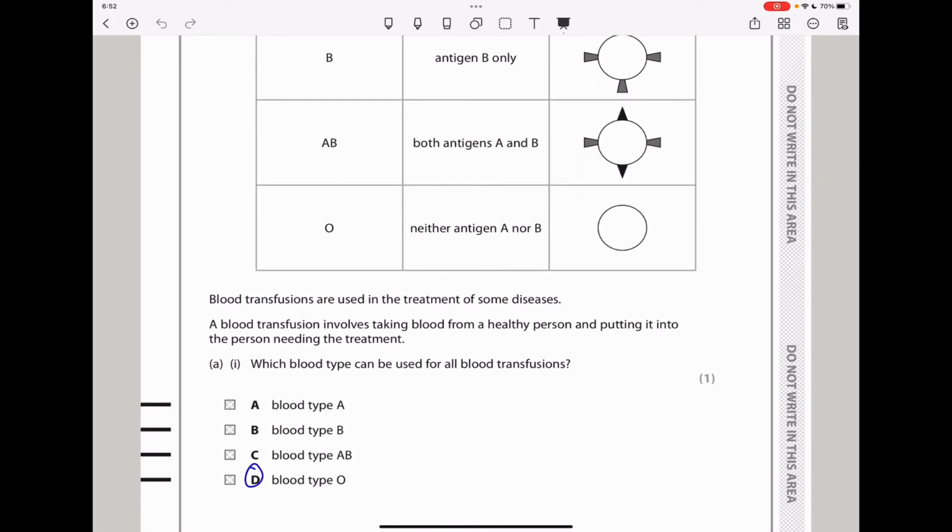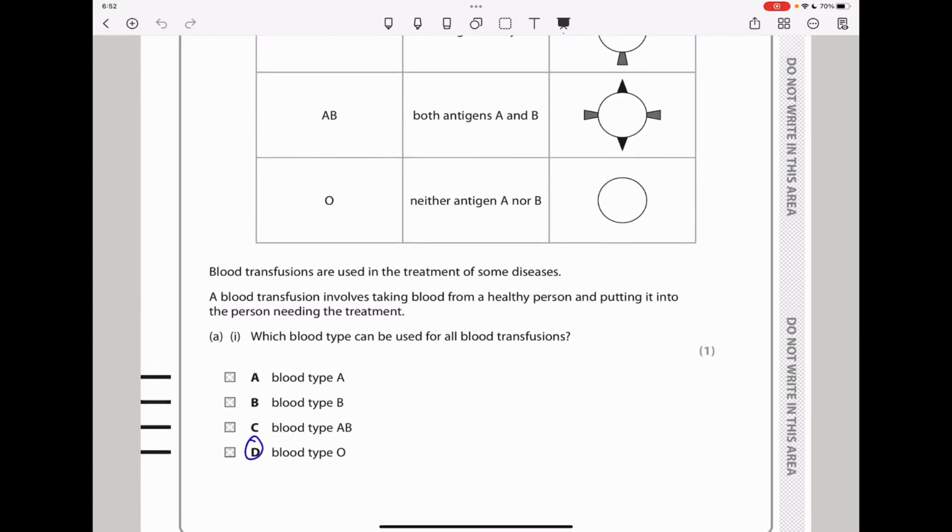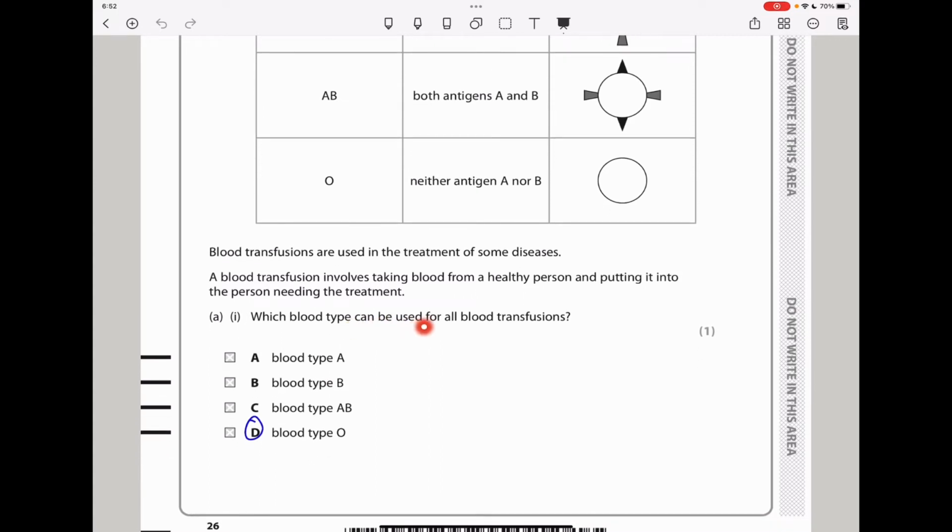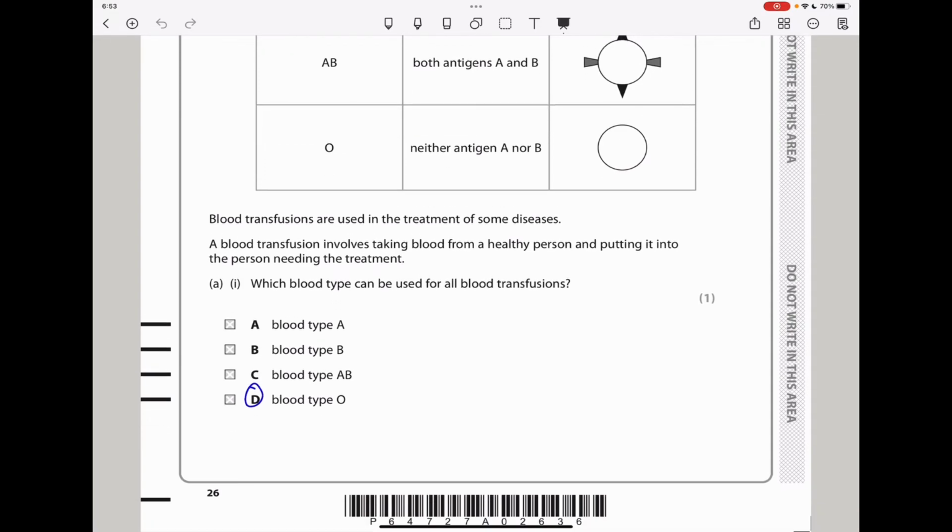So they say, blood transfusions are used in the treatment of some diseases. A blood transfusion involves taking blood from a healthy person and putting it into a person needing the treatment. Which blood type can be used for all blood transfusions? Of course, it has to be blood type O because it doesn't have any antigens and it's not going to cause any immune response in the body.